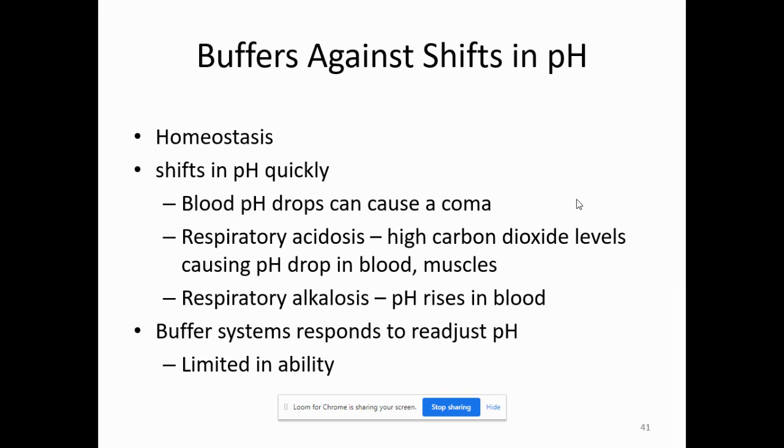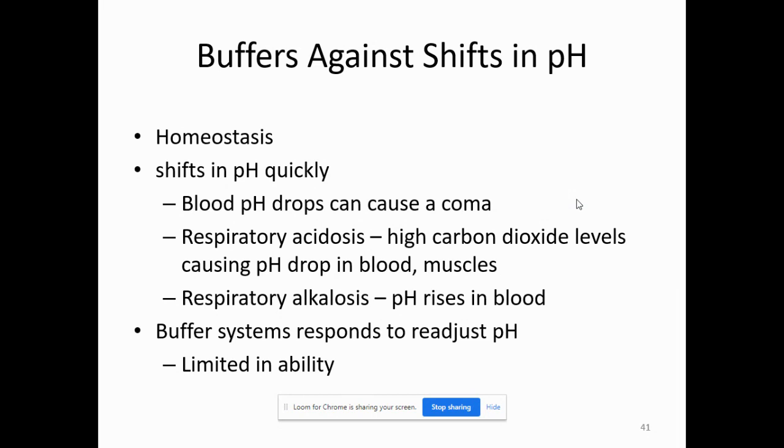Now you can have shifts in pH quickly. Your blood pH can drop, and if that does, it can cause a coma. So if, for whatever reason, you get a lot more hydrogen ions in your blood, your blood pH is going to drop and can cause a coma. You can have respiratory acidosis, meaning high carbon dioxide levels, causing the pH to drop in blood and muscles. You can also have respiratory alkalosis, meaning you have an increase in blood pH. But your body usually has buffer systems to try to readjust the pH.